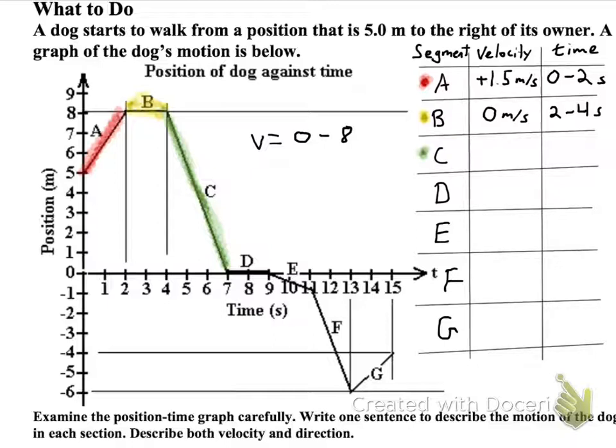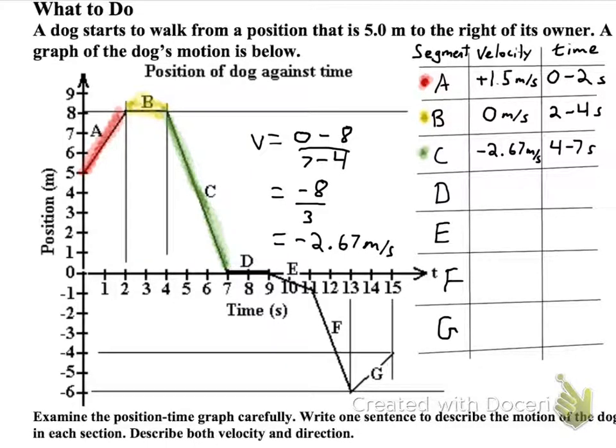You can remember to do it this way, final minus initial, or you can just look at it. You know that you started at 8 and you went back down to 0. That's a displacement of negative 8. And our time was from 4 until 7 seconds, 3 seconds. And we calculate that, we get a negative 2.67 meters per second.